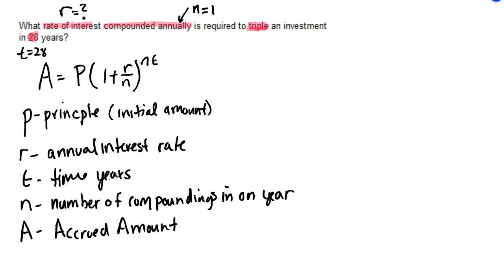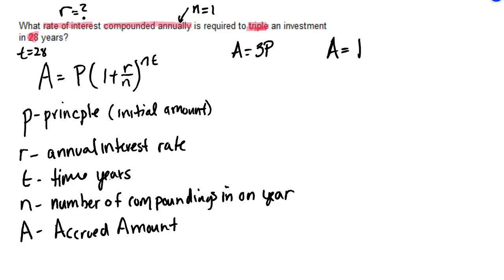Now for tripling the investment, that's telling you the relationship between your principal, your initial investment, and A, your accrued amount. So because we're trying to triple the investment, A will be equal to 3 times P. Triple the principal is what we're trying to achieve. Now with all this information, we should be able to substitute values into our formula and solve for our unknown R. So let's start with our formula.